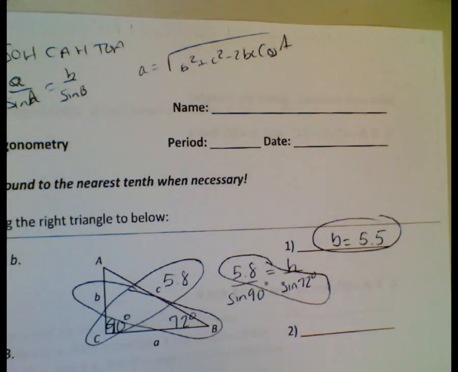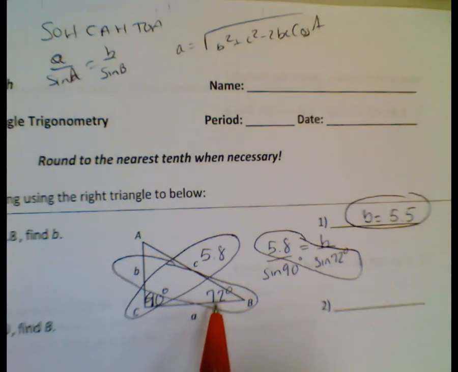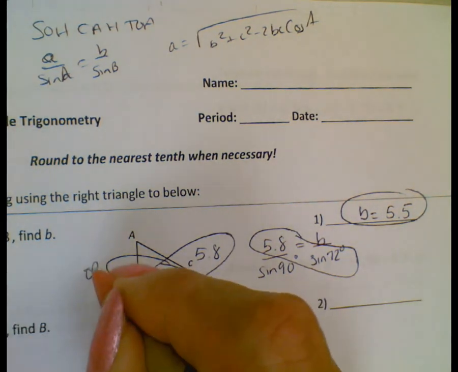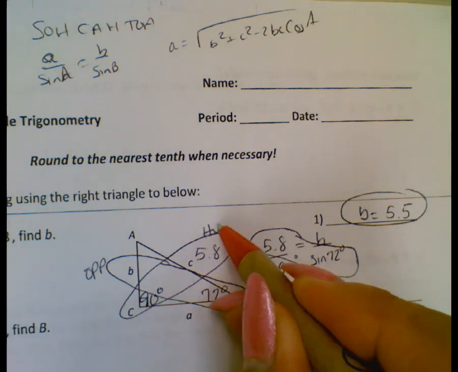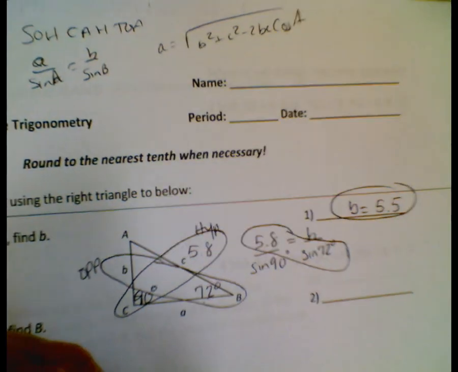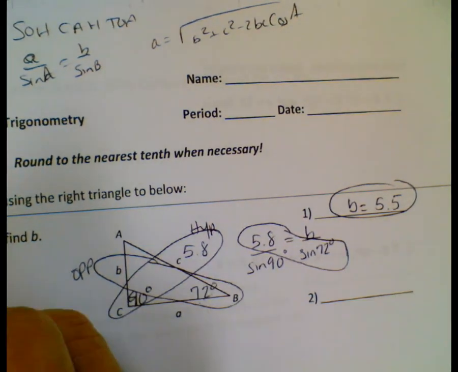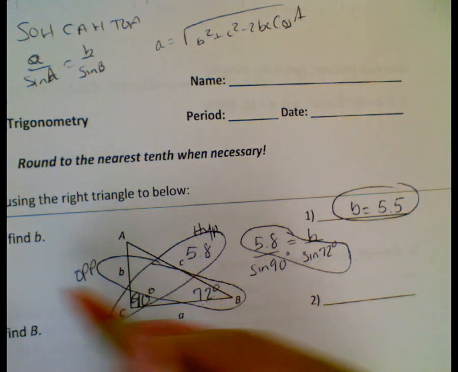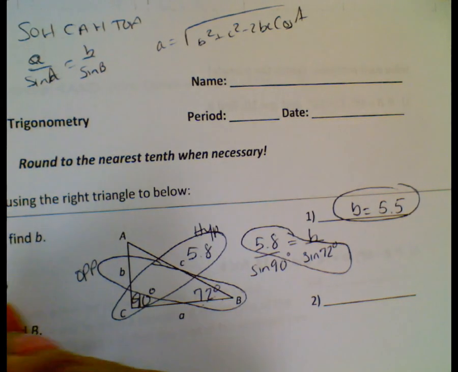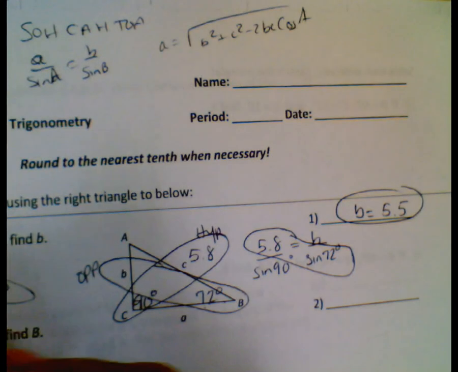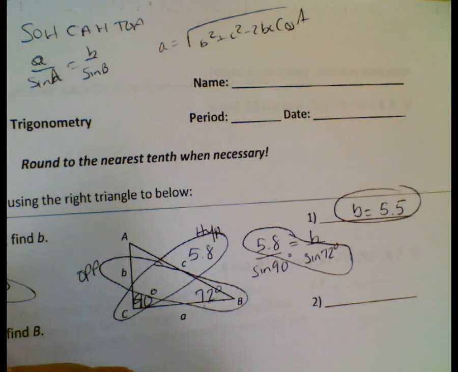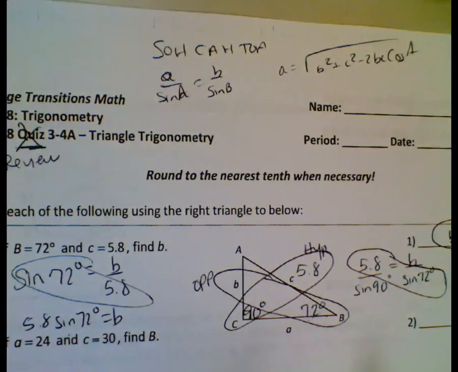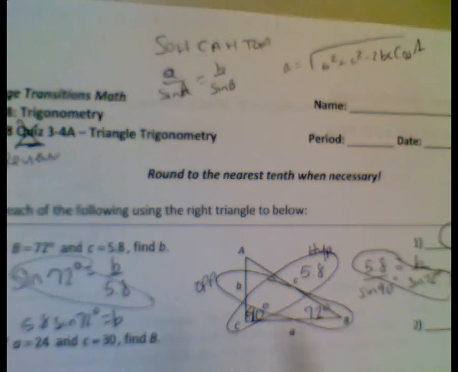Now, had we done it with SOHCAHTOA off of the information that was given, and we were solving for B, according to 72, B is the opposite side, and 5.8 was the hypotenuse, so we would have chosen sine of 72 equals opposite, which is B, over the hypotenuse, which is 5.8, and you would have just cross-multiplied these. And that is basically the same thing that we just got done doing over here. So you could have done opposite over hypotenuse as well.